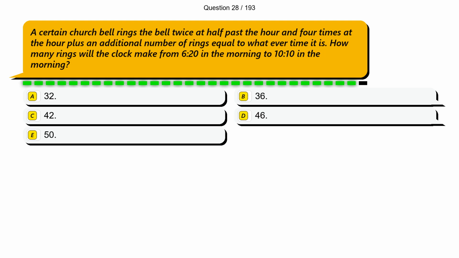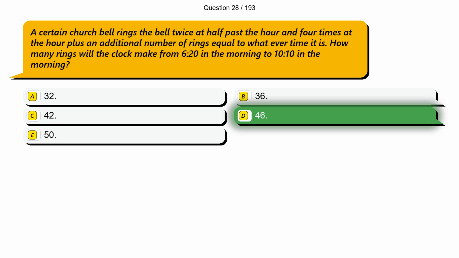Question 28. A certain church bell rings twice at half past the hour and 4 times at the hour, plus an additional number of rings equal to whatever time it is. How many rings will the clock make from 6:20 in the morning to 10:10 in the morning? Option A, 32. Option B, 36. Option C, 42. Option D, 46. Option E, 50.